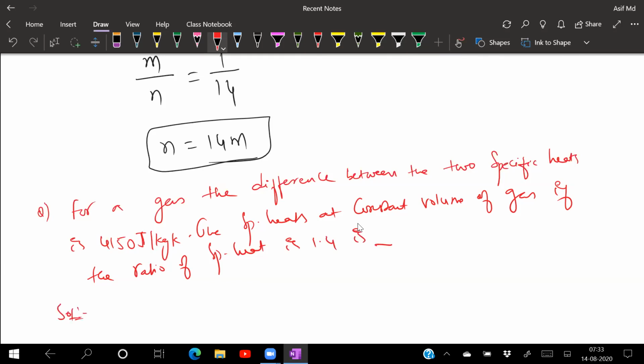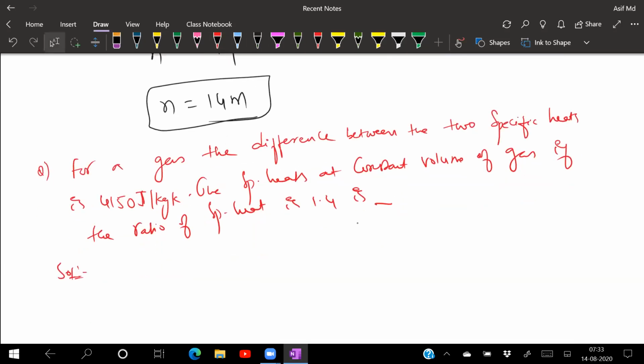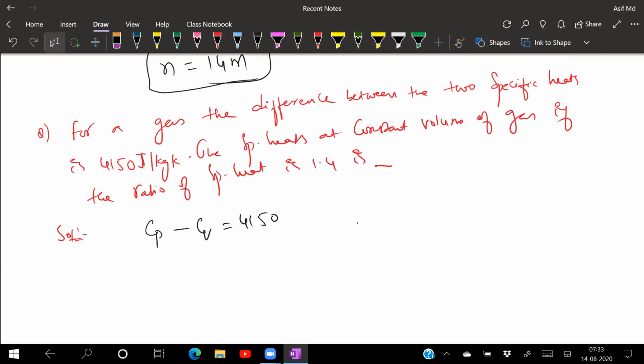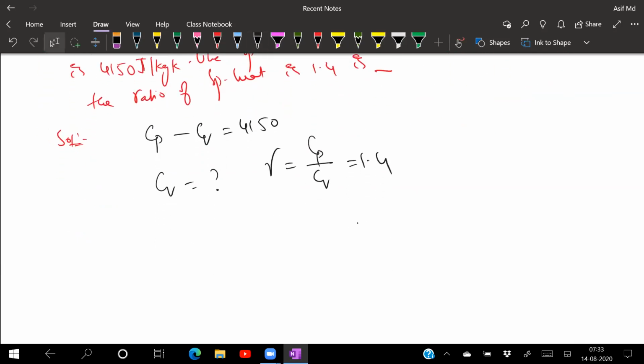See the question first. Tell me what the given data is. Cp minus Cv is equal to 4150 joule per kg per Kelvin. Then the specific heat at constant volume of the gas is asked, that means he's asking Cv. The ratio of specific heats means gamma, and gamma is Cp by Cv. That value is given as 1.4.